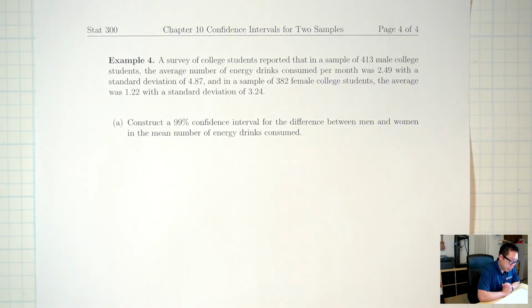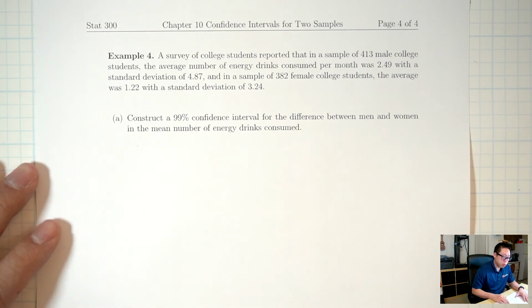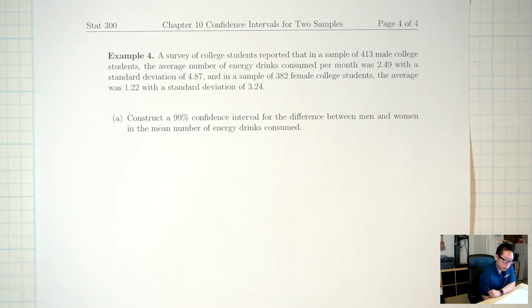Example 4. A survey of college students reported that in a sample of 413 male college students, the average number of energy drinks consumed per month was 2.49 with a standard deviation of 4.87. And in a sample of 382 female college students, the average was 1.22 with a standard deviation of 3.24. Construct a 99% confidence interval for a difference between men and women in the mean number of energy drinks consumed.